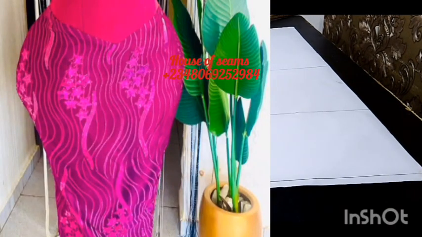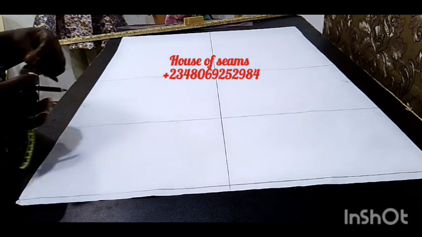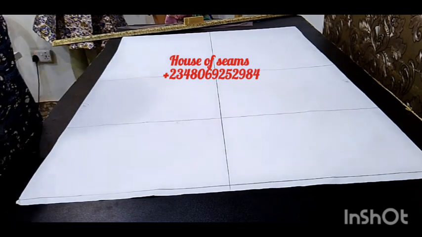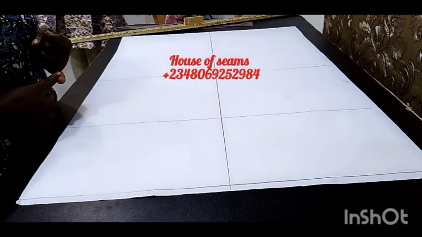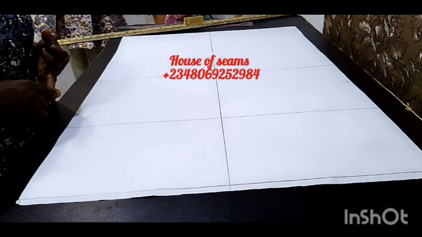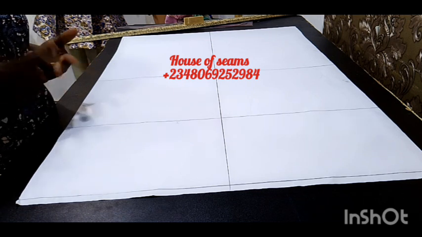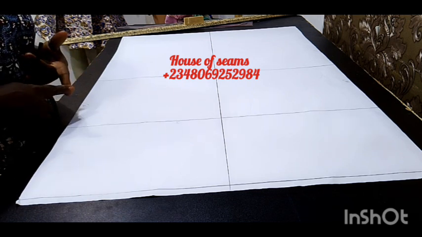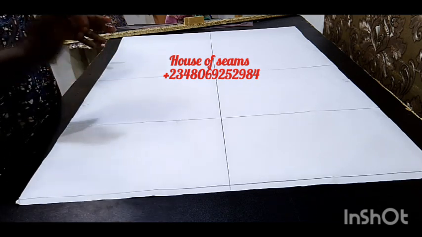So now we are going to be drafting our basic skirts, basic pencil skirts, okay? To draft these basic pencil skirts, these are the required measurements that you're going to be needing: your waist circumference, your hip circumference, your waist to hip measurement, your waist to nail, and your skirt length. That's all you need for this drafting.